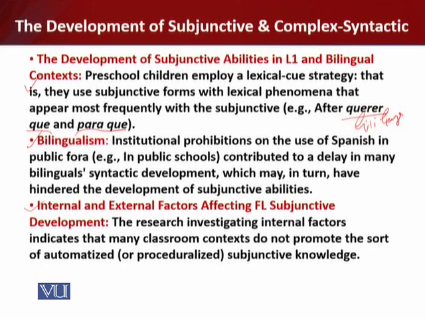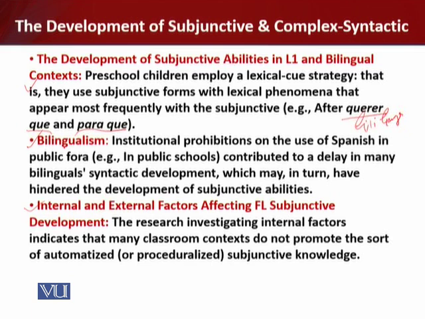Now, with regard to bilingualism, they believe that dialectologists studying US Spanish have provided insights into the factors that interact with subjunctive development in bilingual contexts. Their study summarizes the results of these phenomena, essentially proposing a syntactic deficiency hypothesis to account for the underdeveloped mood selection abilities of a group of Spanish-English bilinguals who have been studied.